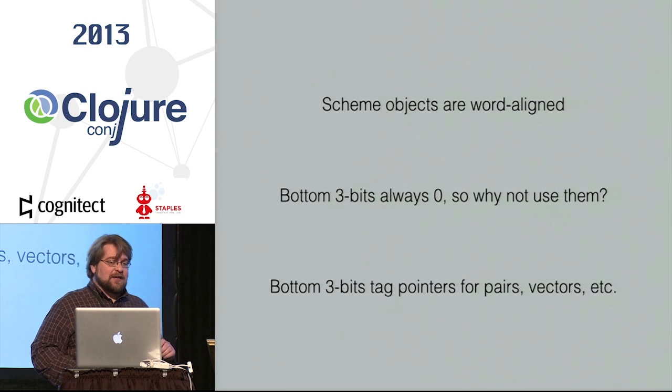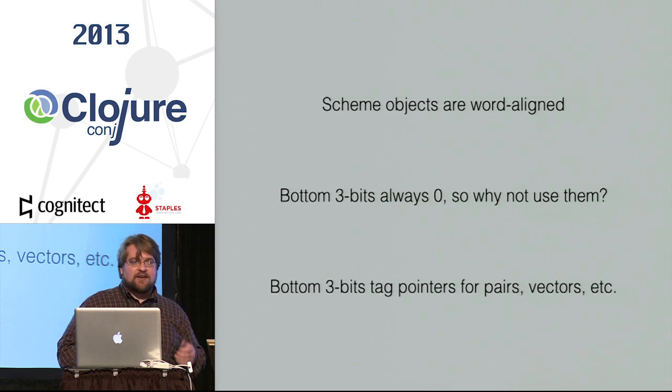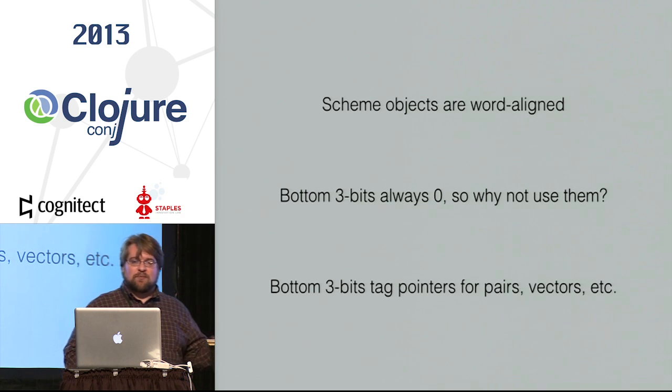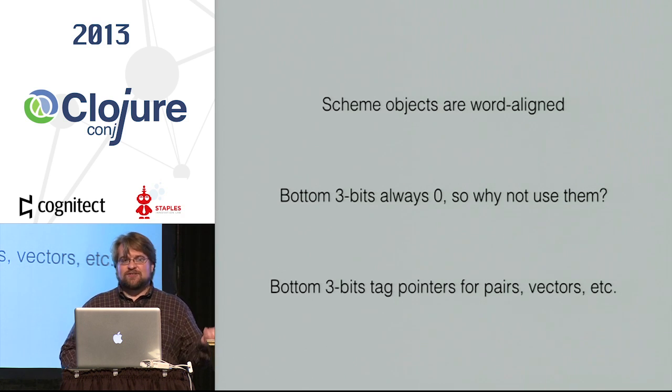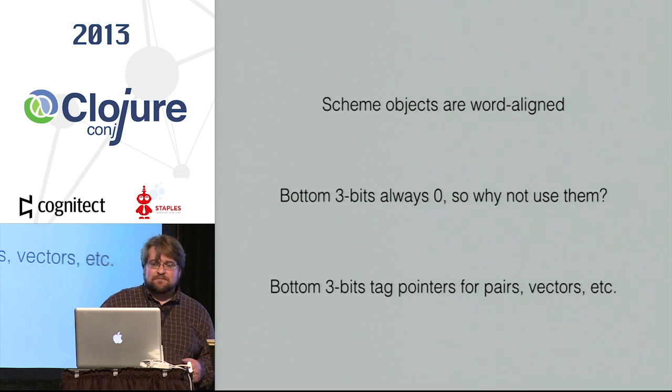So these bottom 3 bits are going to give us a tag for pairs, vectors, boxes, closures, and actually for fixnums, which is why we have our 61-bit signed integers. We're going to use raw pointers to represent them, where the tag on them is just going to be 0. It turns out that works out well for the math, and we can identify them fairly easily.